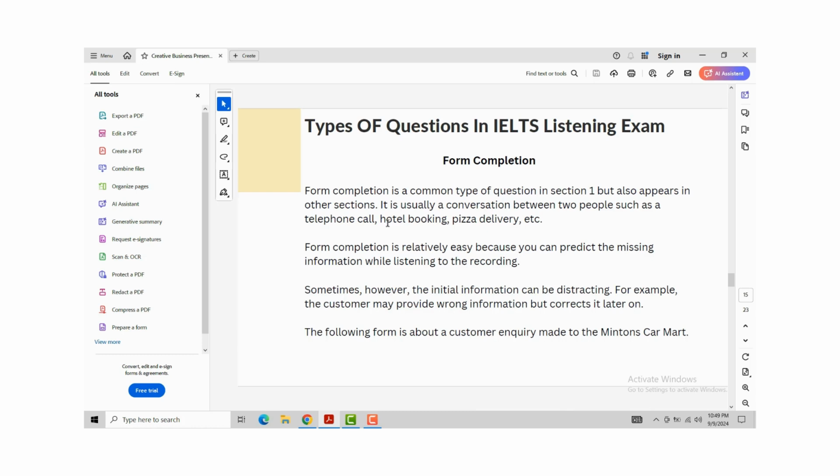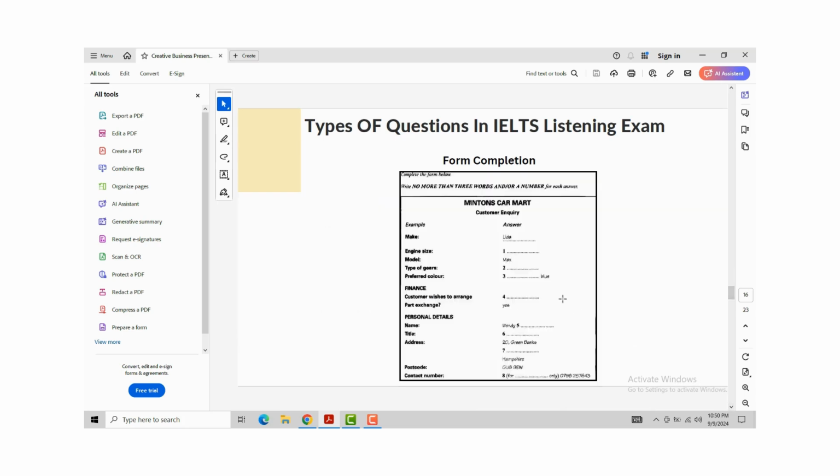The following form is about a customer inquiry made to Minton's Car Mart. Okay, this is the example of form completion. As you can see, complete the form below. Write no more than 3 words and a number for each answer. As we mentioned above, form completion questions will be about a conversation between two people, usually a telephone call, and it is a telephone call where a customer is inquiring about a specific car model. It has 8 questions, and you have to listen to the recording and complete this form.